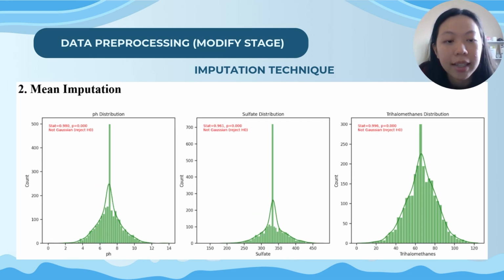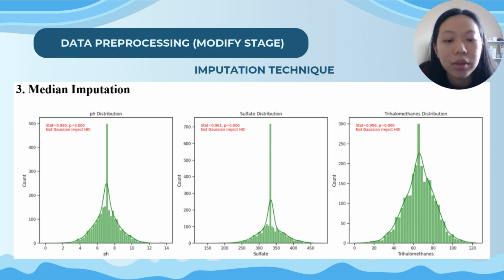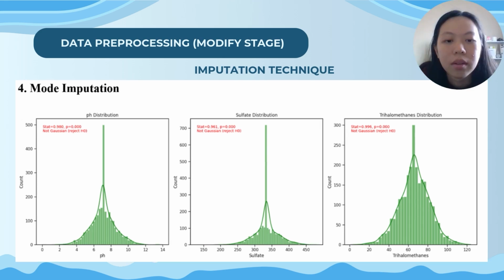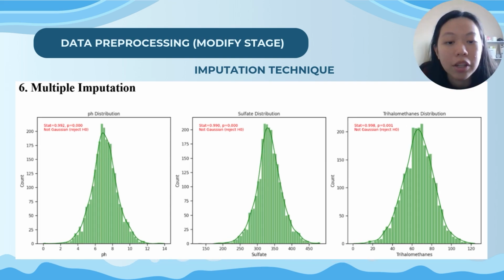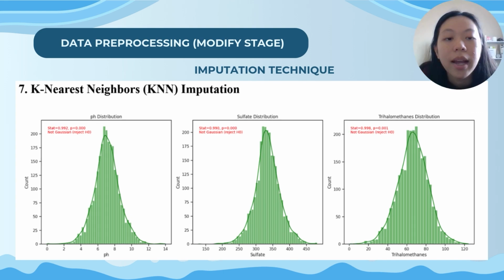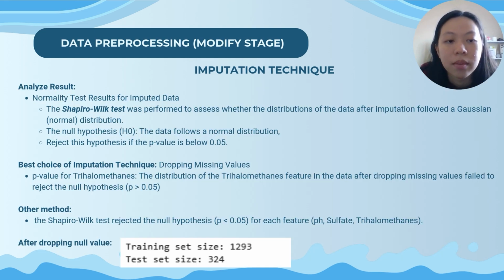For the mean imputation technique, median imputation technique, mode imputation technique, random imputation technique, multiple imputation technique, and also the KNN imputation technique, all of them show that they reject the null hypothesis. So we can conclude that the best choice of our imputation technique is simply dropping the missing values. After dropping the null values, this will be our sample data size.